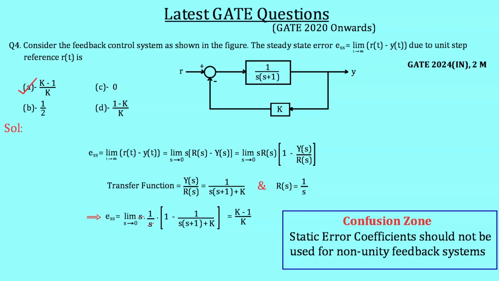And because of all these extra steps, the use of static error coefficients becomes meaningless when the system has a non-unity feedback configuration. Moral of the story is, don't use static error coefficients for a non-unity feedback configuration. You will definitely get a wrong answer. I have not taught you the concept actually.